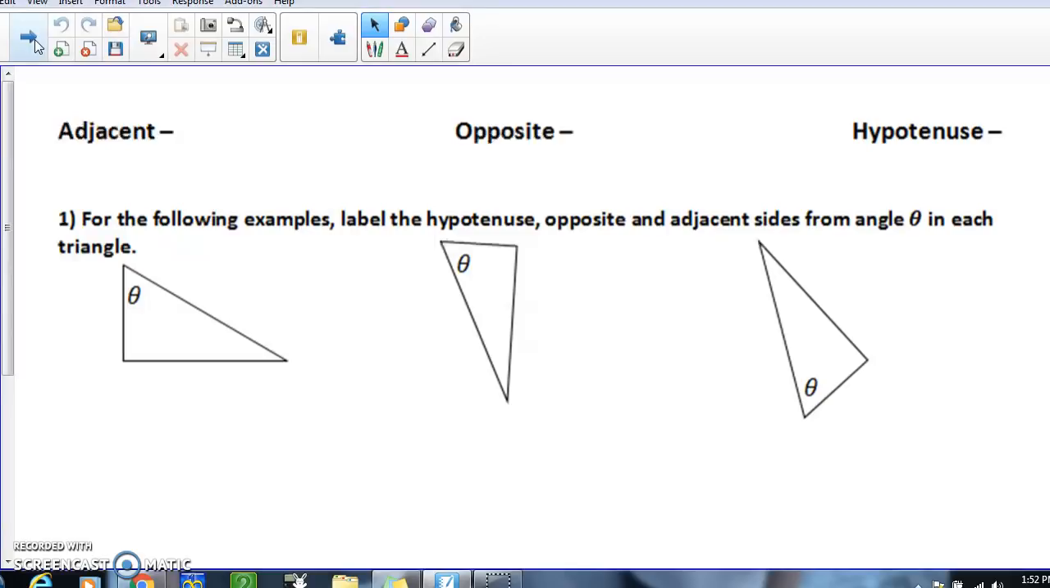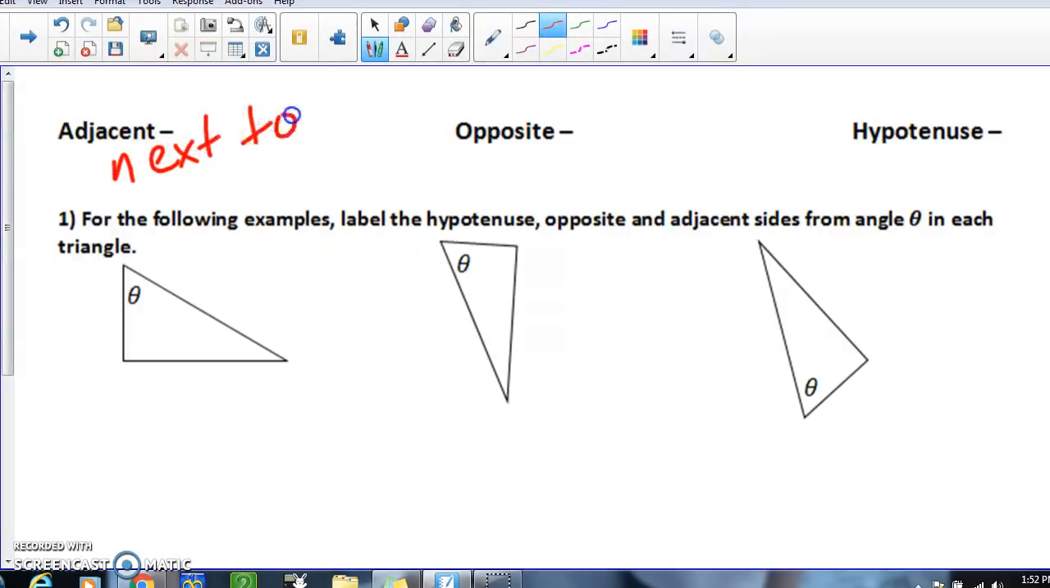Now, that's great, even if you remember some of the stuff about sine, cosine, and tangent, but you need to know when you see those words adjacent, opposite, and hypotenuse, what they actually mean. So just as a quick way to remember, adjacent usually means the side that is next to the angle. Opposite is the side that's across from the angle. And hypotenuse is the side that is across from 90, from the right angle.